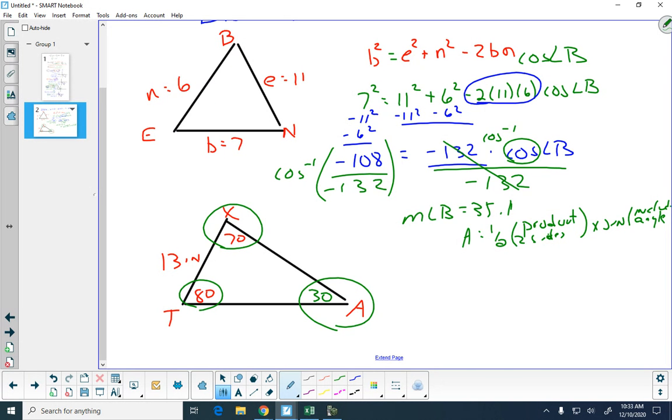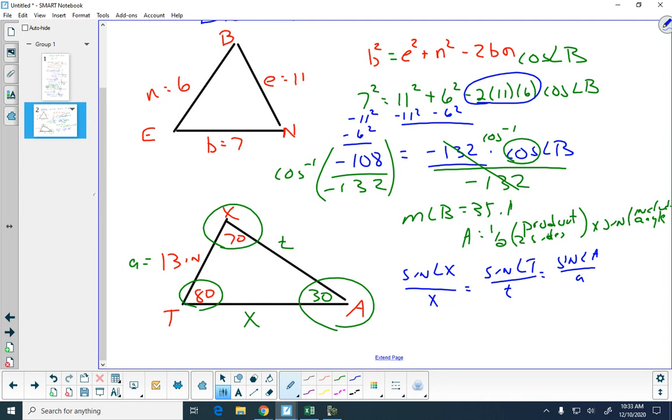So now I know all three angles. Can I find another side? Well, yes, our law of sines allows us to find other sides. Our law of sines says the ratio of the sine of an angle to the length of the side opposite must be in proportion. So we have the sine of angle X over little x equals sine of angle T over little t, which equals sine of angle A over little a.